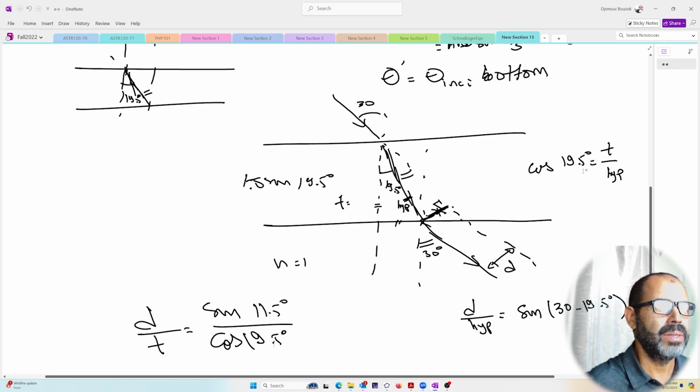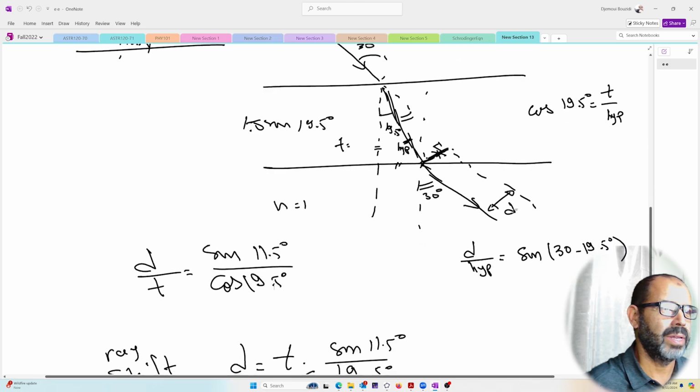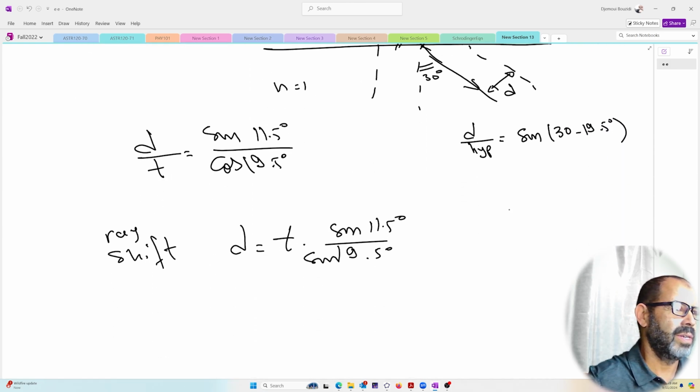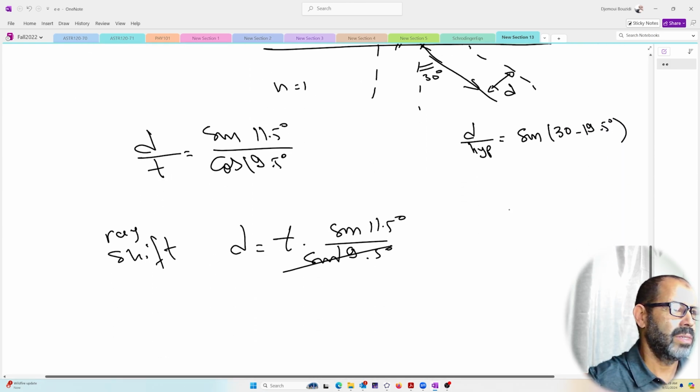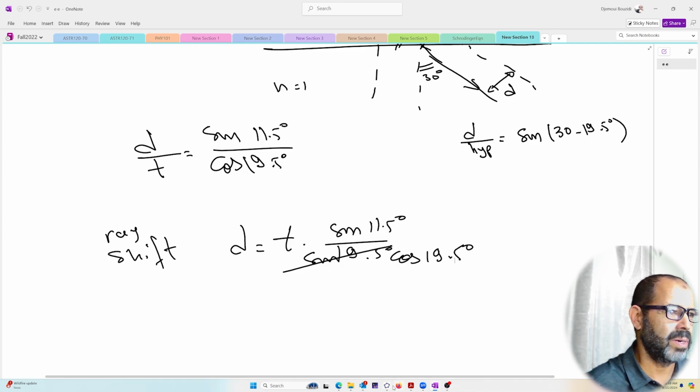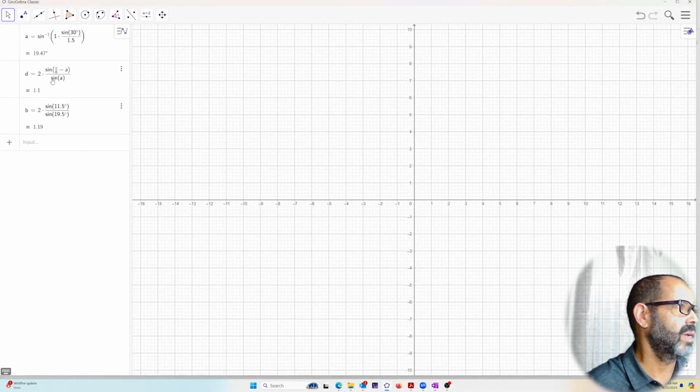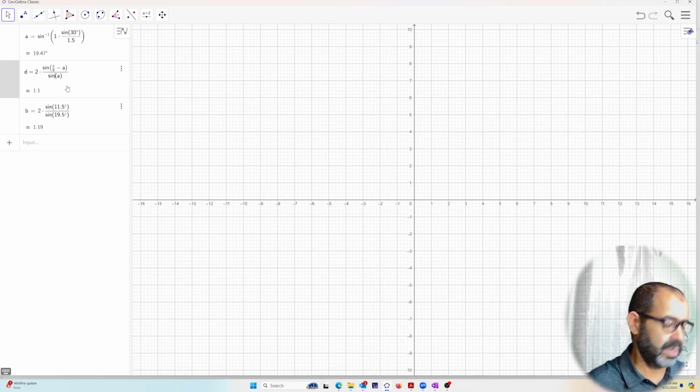Okay, this is where the problem went. It's a cosine, so we do the ratio T over A. So hopefully you guys have caught this mistake. So that's a cosine of 19.5 degrees. So let's go back to GeoGebra and we should find a small value. That's what I was hoping to see, a small value. So this is a cosine of A, not a sine of A.